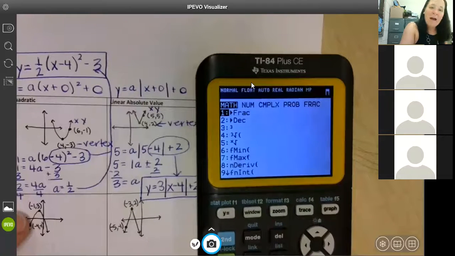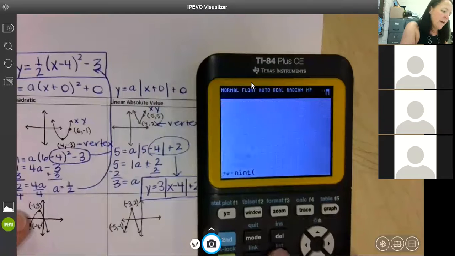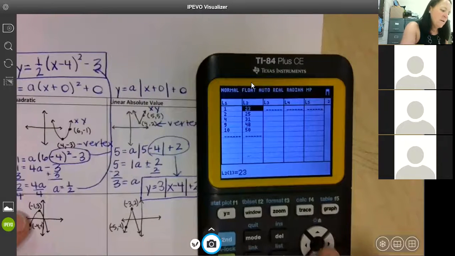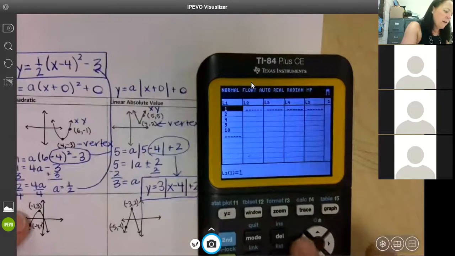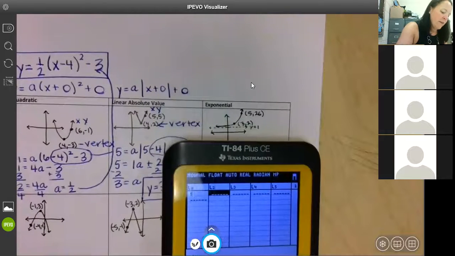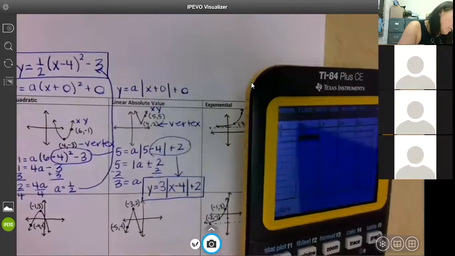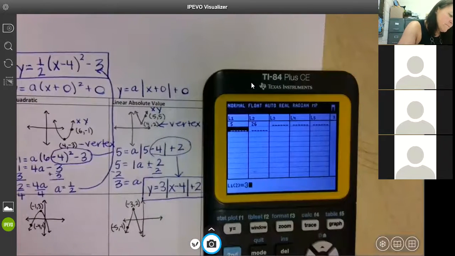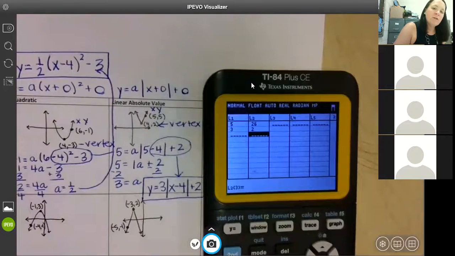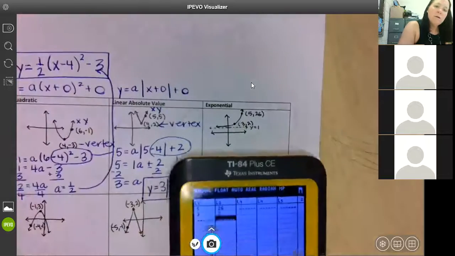So you go to stat and edit. And if there's stuff in here, you clear it out. Don't delete it, clear it. And I'm going to put in my 2 coordinates. The 2 coordinates they give me are 5, 26 and 32. Okay, so I put those coordinates in. Make sure you read them just like that, 5, 26, 32.